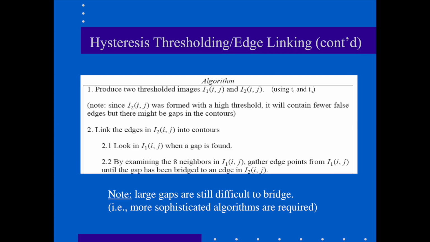Second is, link the edges in I2 of i,j into contours. So the sub steps are, look in I1 of i,j where a gap is found, and second, by examining the 8 neighbors in I1 of i,j, gather edge points from I1 of i,j until the gap has been bridged to an edge in I2 of i,j.